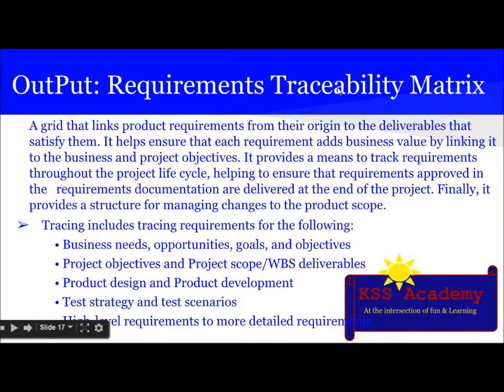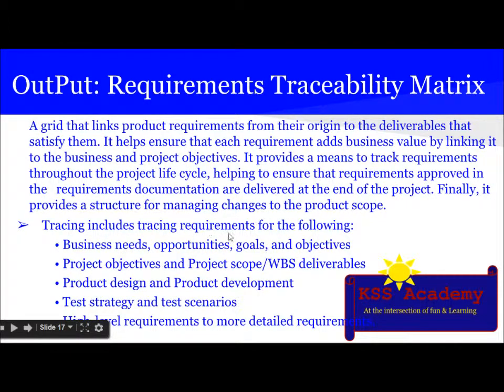The second output is the requirements traceability matrix. What is it? It is a grid that links product requirements from their origin to the deliverables that satisfy them. It helps ensure that each requirement adds business value by linking it to the business and project objectives. It provides a means to track requirements throughout the project lifecycle, helping to ensure that requirements approved in the requirements documentation are delivered at the end of the project. Finally, it provides a structure for managing changes to the product scope.